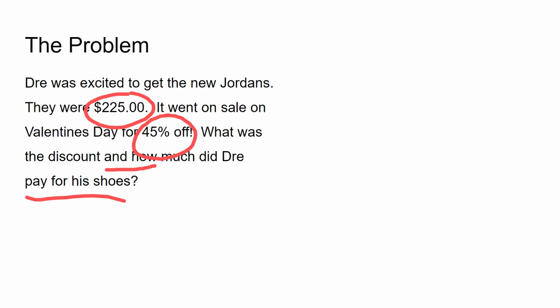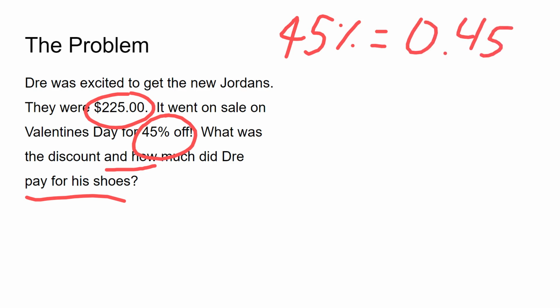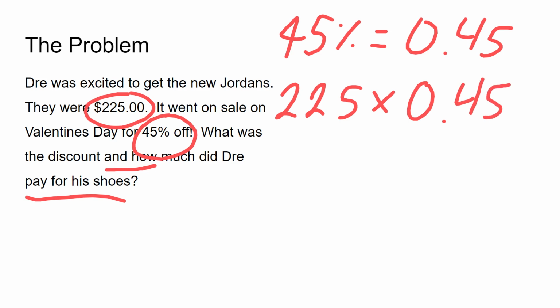Okay, so this is asking for us to solve a two-part one. This is two-step. Start off by turning 45% into a decimal. So 0.45. Multiply that with the original price of the shoes. So 225 times 0.45, and then that ends up with 101.25. Okay, so this is the amount of the discount.